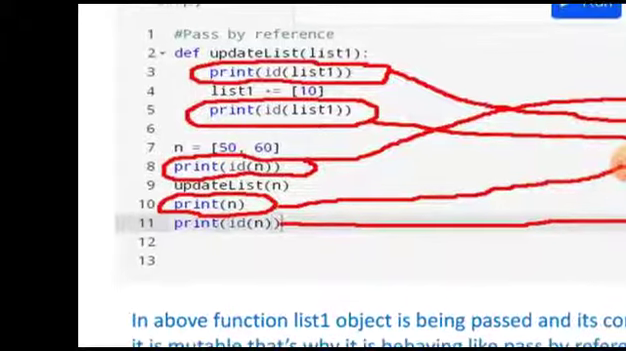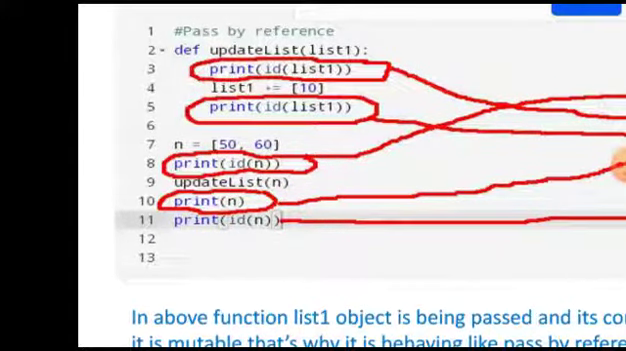Now we have defined the update list function, which tries to update this list. We call this function, passing n as a parameter. Inside the update list function, the list is received by the list1 parameter. First we print the id of the list1 object, and after that we try to append the element 10 to the list by using the plus equal to operator. Let us see if it happens or not.